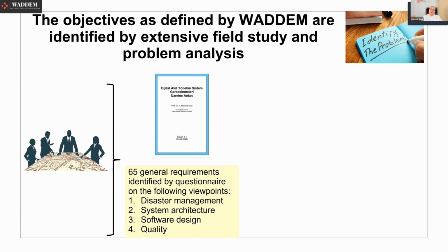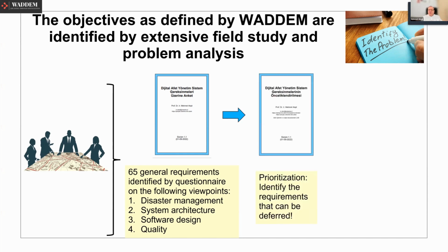Requirements we formulated from 4 different viewpoints: disaster management viewpoint, system architecture viewpoint, software design, and quality viewpoint. And we formulated these requirements as questionnaire. We discussed with the experts, and experts said all are needed. Since it's quite a complex problem, what do we do then? We want to prioritize these requirements, and this report actually did that, or gave a summary of the prioritization.